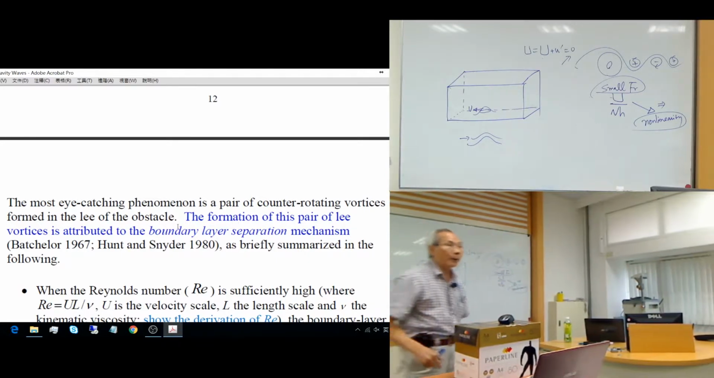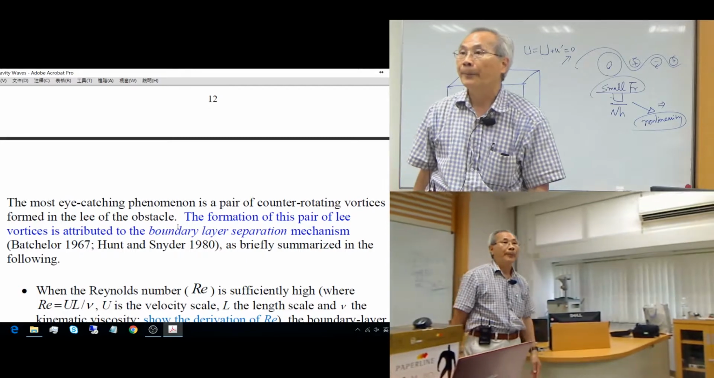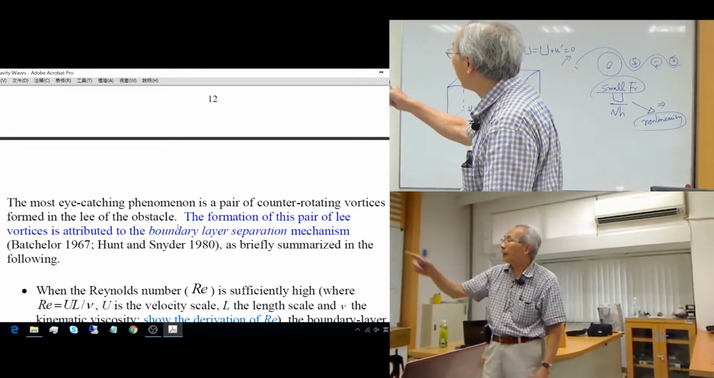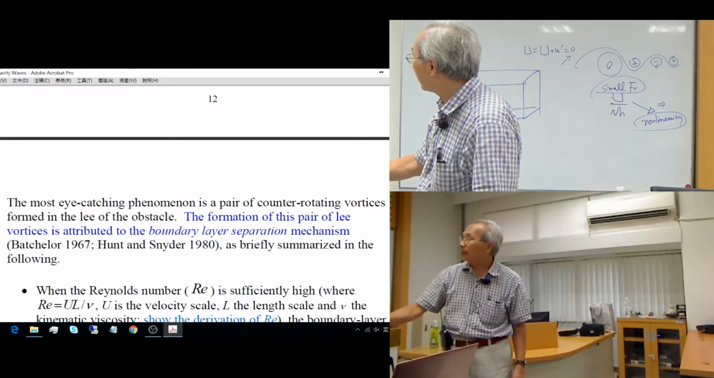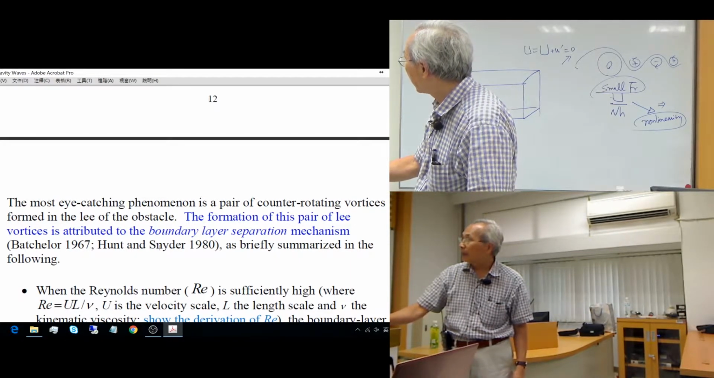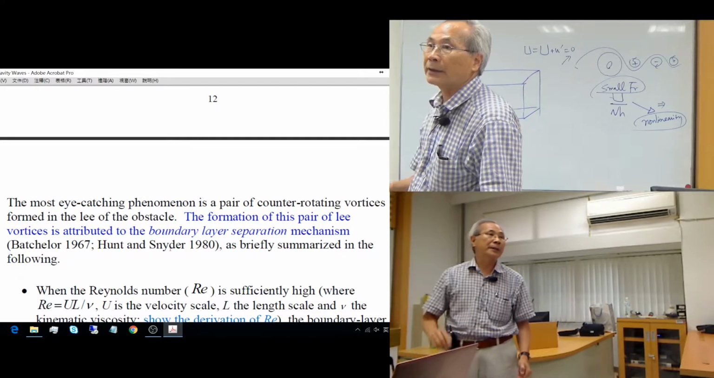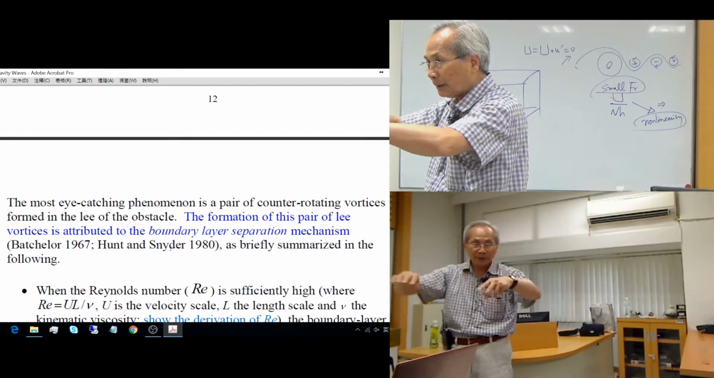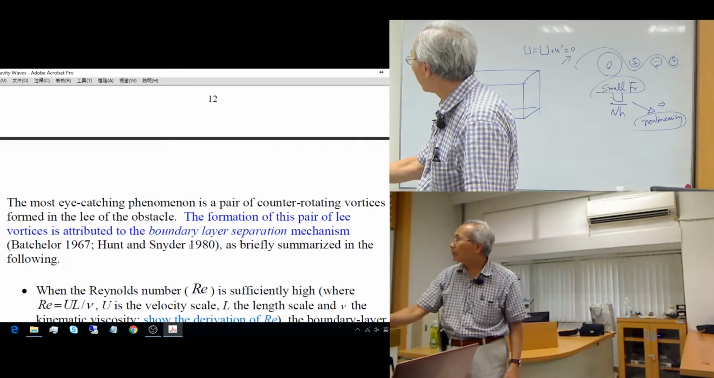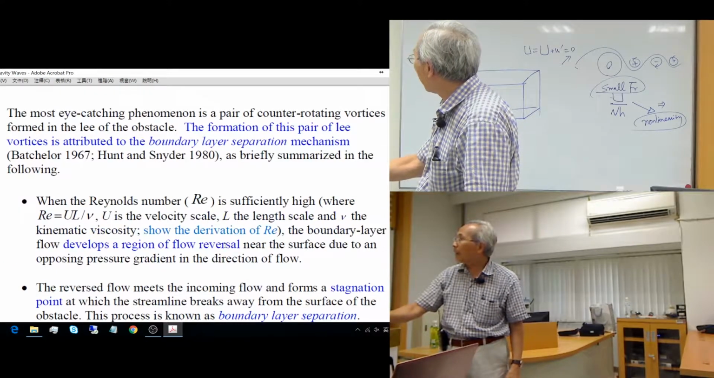So this phenomenon has been known for a long time and has been explained by, for example, Becher's 1967 book, and by Hunt and Snyder at the US EPA. They did tank experiments and studied the problem. Then I have an explanation here.